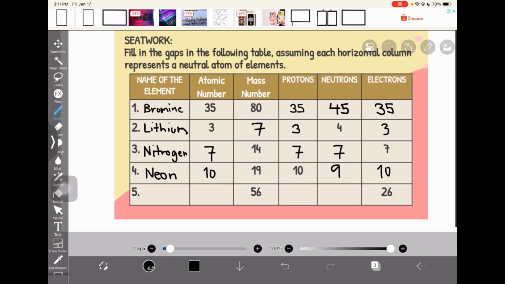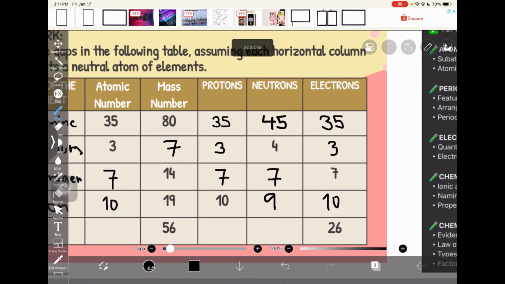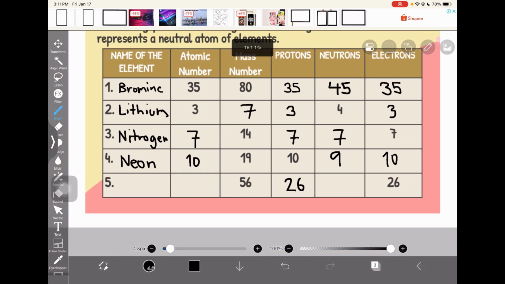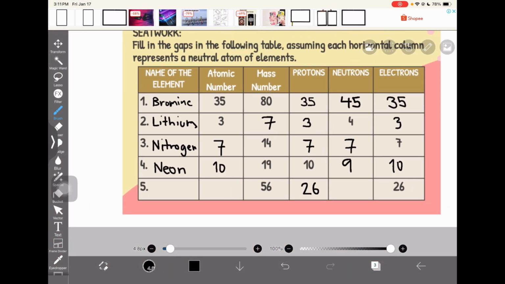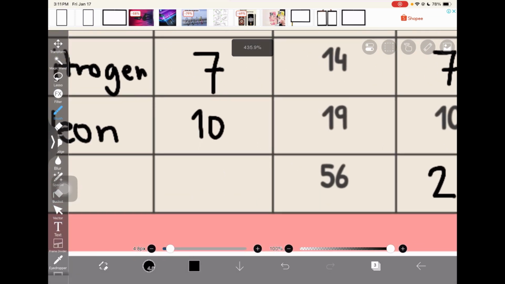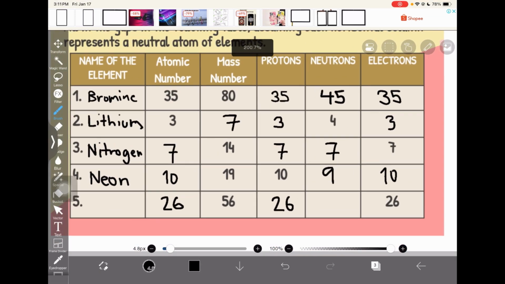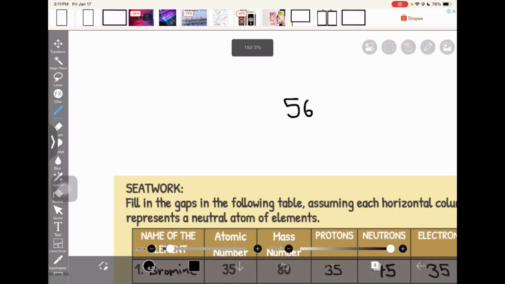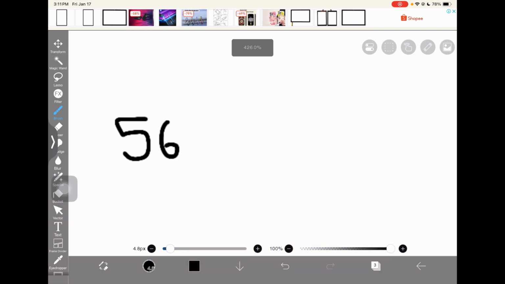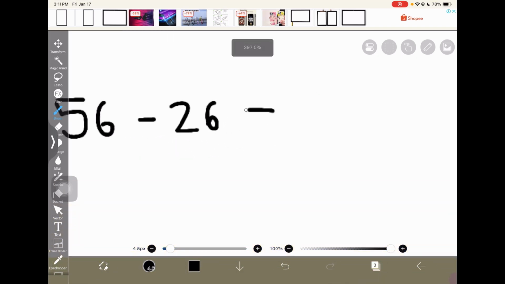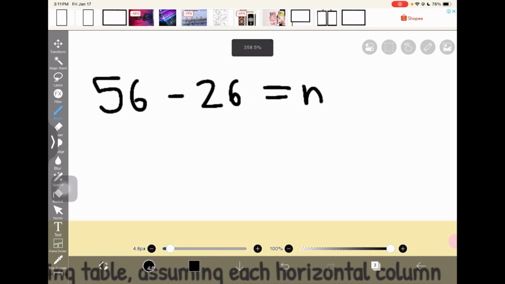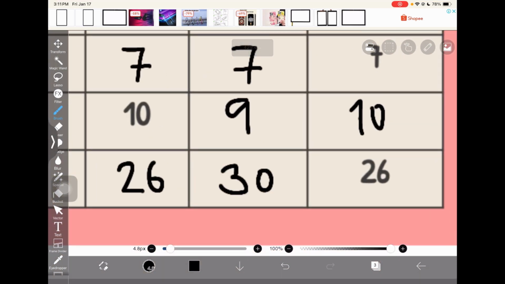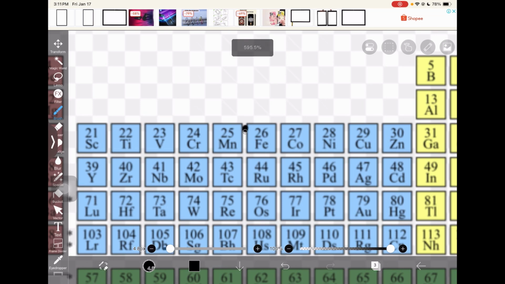Lastly, we only have the mass number and the electrons. So we can always just do electrons equals protons because atoms are neutral. So therefore, this is 26. Protons is equal to the atomic number, which means we can also put this at 26. Now, we're going to do the same thing as we always do. We know that the mass number is 56, and then we already have 26 protons. So this has to be the neutrons. So 30 is equal to the amount of neutrons. And atomic number 26 is Fe, which is iron.